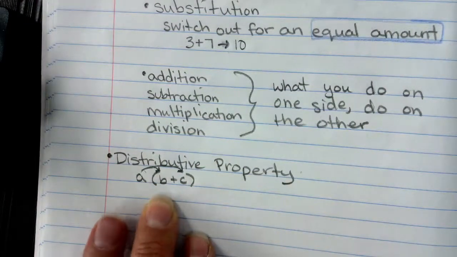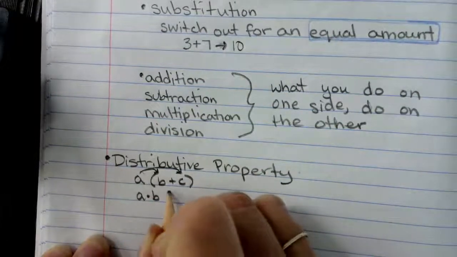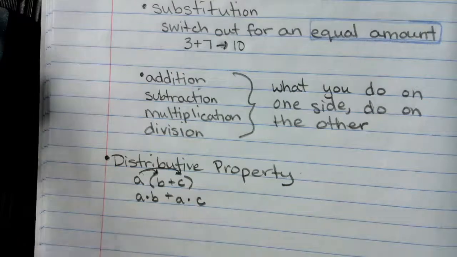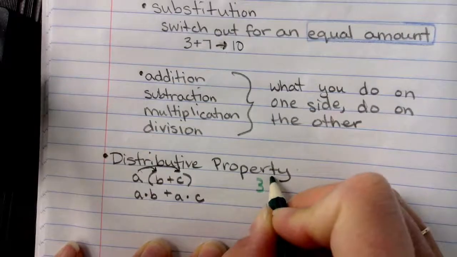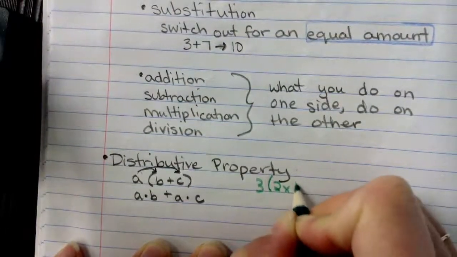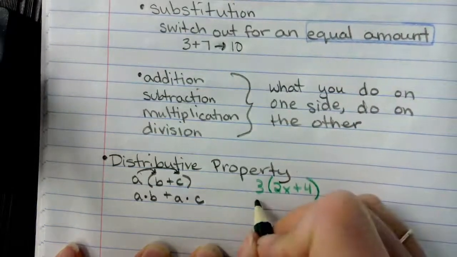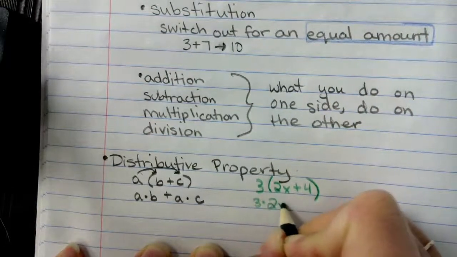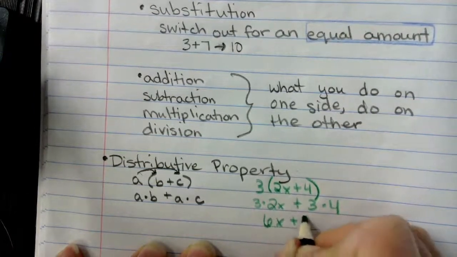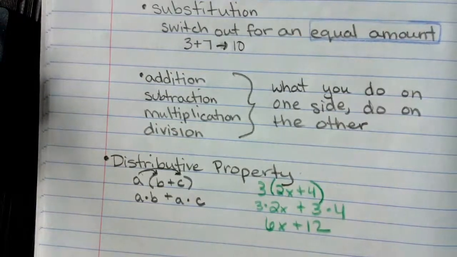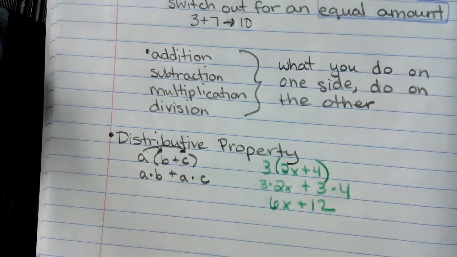Okay, so that means we would multiply A times B plus A times C. If that seems weird to you and you want to write it as numbers, you sure could. So that would look like our problem here. And then we would have 3 times 2x plus 3 times 4. We would be left with 6x plus 12. If you want to write it in numbers, go for it. If not, you can just use the A's and B's.